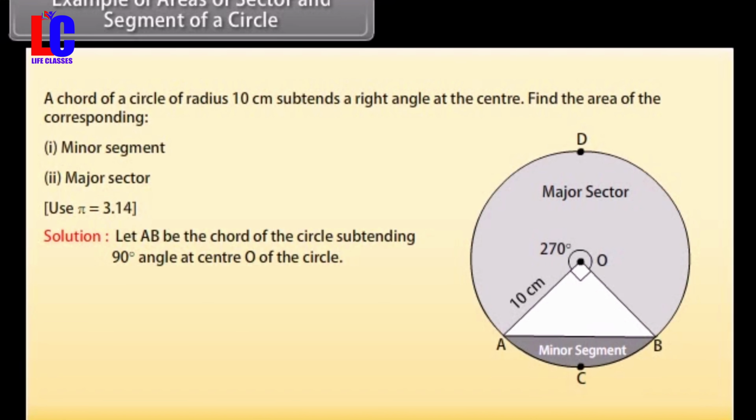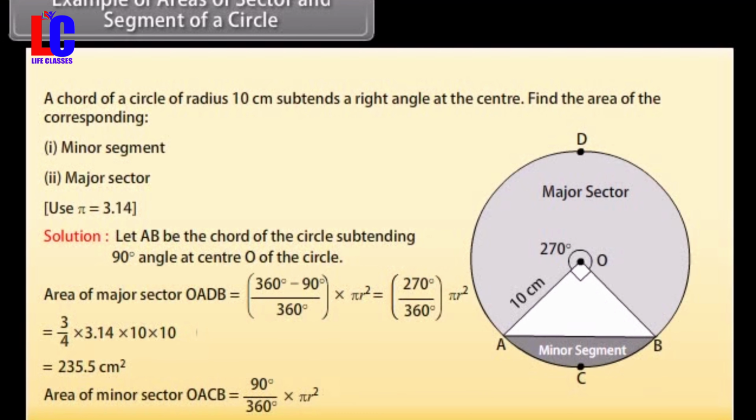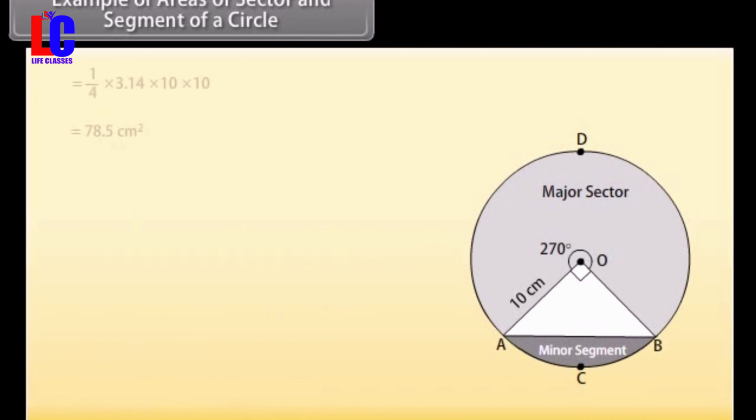Let AB be the chord of the circle subtending 90-degree angle at center O of the circle. Area of major sector OADB is equal to 360 degree minus 90 degree whole upon 360 degree into pi r square, which equals 270 degree upon 360 degree into pi r square, which is equal to 235.5 centimeters square. Area of minor sector OACB is equal to 90 degree upon 360 degree into pi r square, which is equal to 78.5 centimeters square.